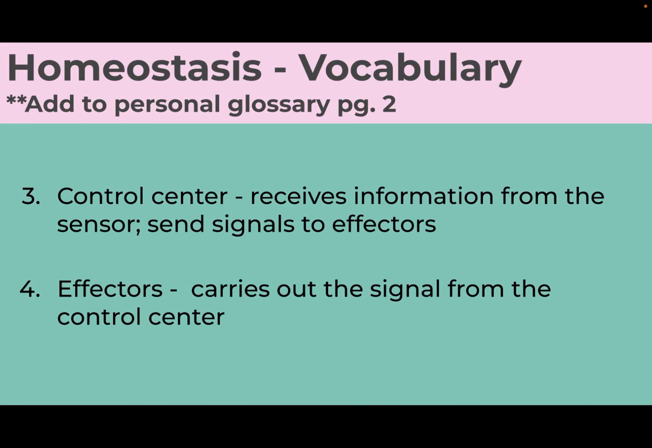Okay, next we have the control center. The control center is going to receive information from the sensor and then send signals to the effectors. And then lastly, the effector. That's the thing that's actually going to carry out the signal from the control center.